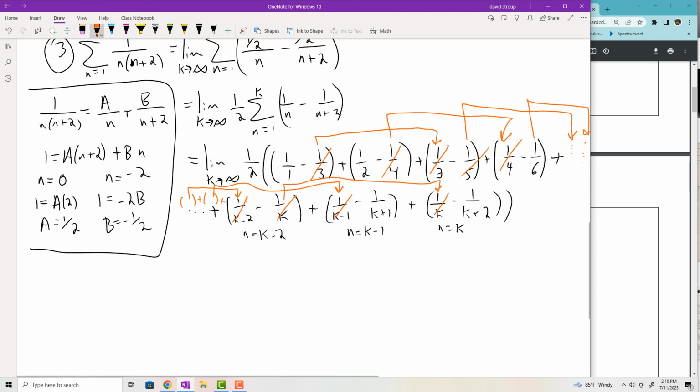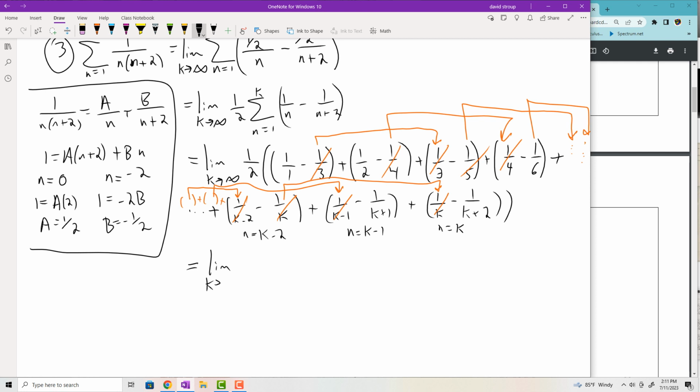Patterns can be different for different situations. I've seen some really crazy patterns in the past. I'm not going to put anything crazy on the test, but just be aware if you want to become a teacher or something, you may have to deal with some crazier patterns. Anyways, let's see what's left over.